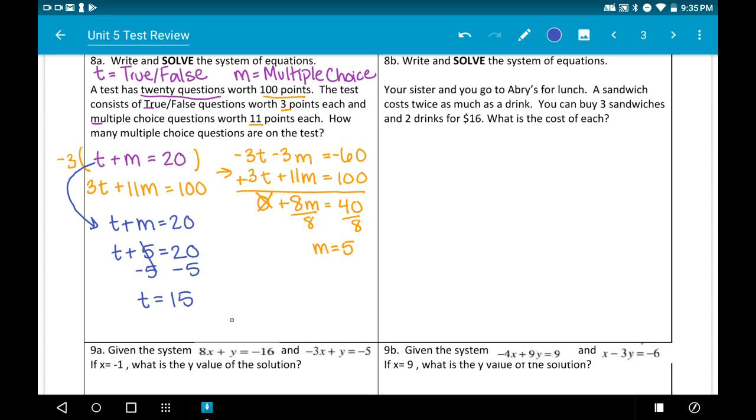And both of these make sense within the problem. If you ever got a negative here, you can't have a negative number of questions, so that would be where you went wrong. You'd have to go back and check your work.